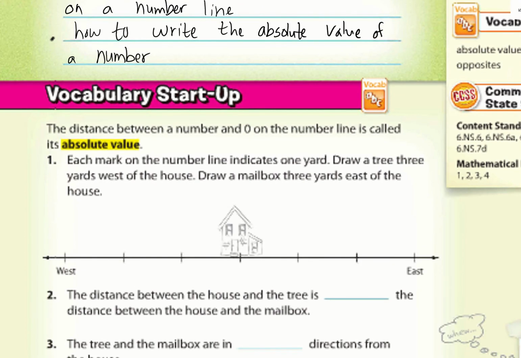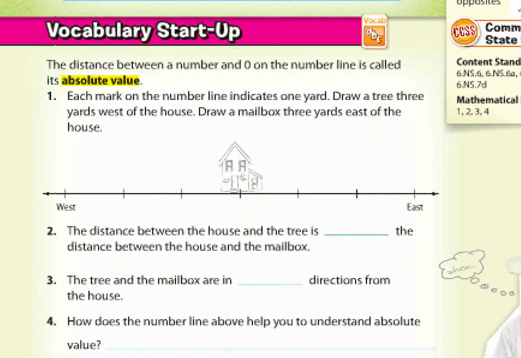So vocabulary startup. The distance between a number and 0 on a number line is called the absolute value. So just remember that absolute value is the distance from 0. And actually, once we go through this, it's going to be pretty easy. Each mark of the number line indicates 1 yard.